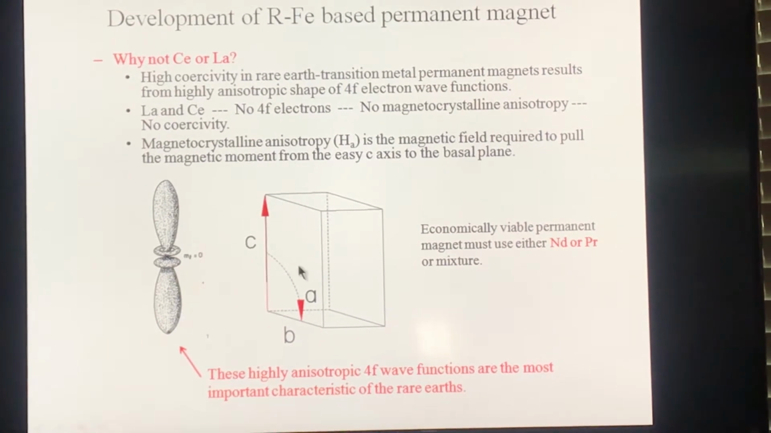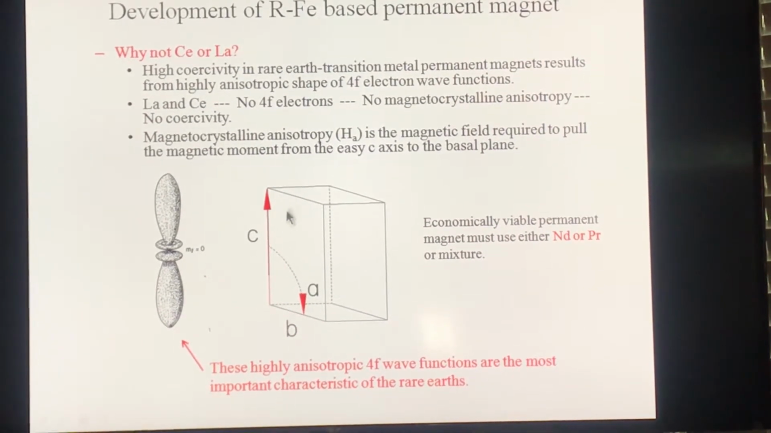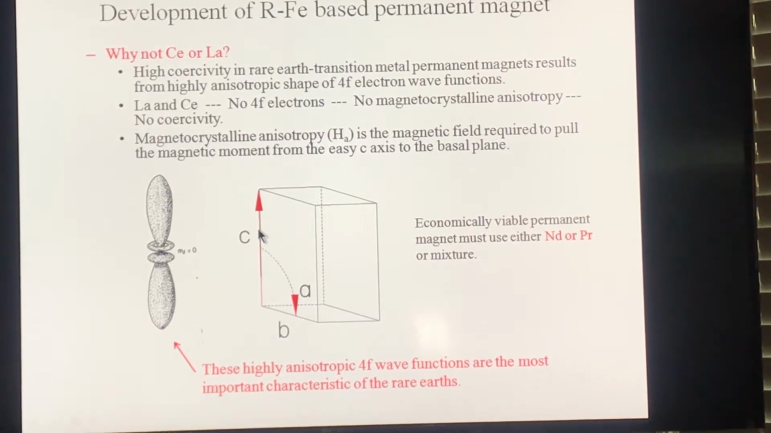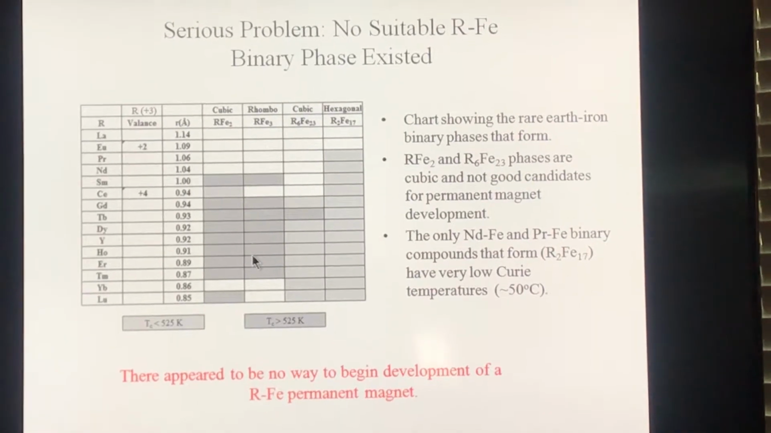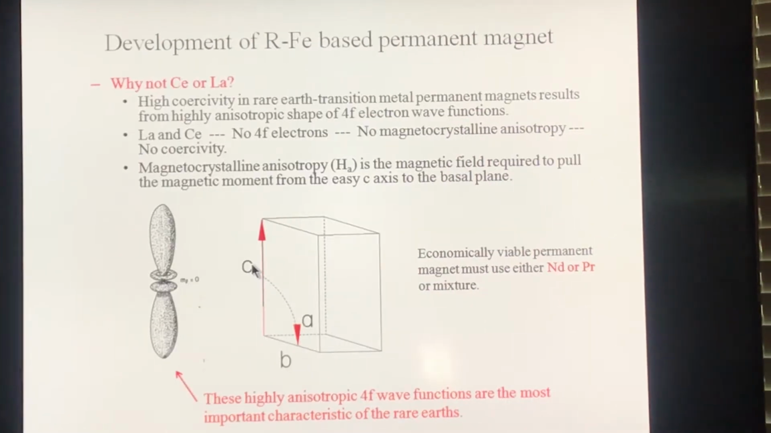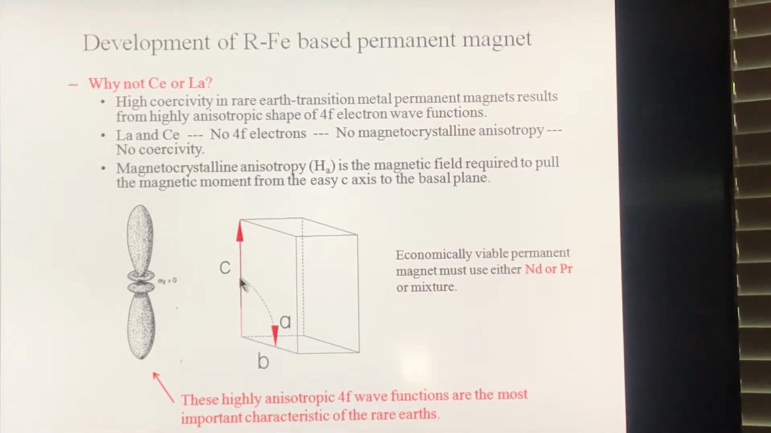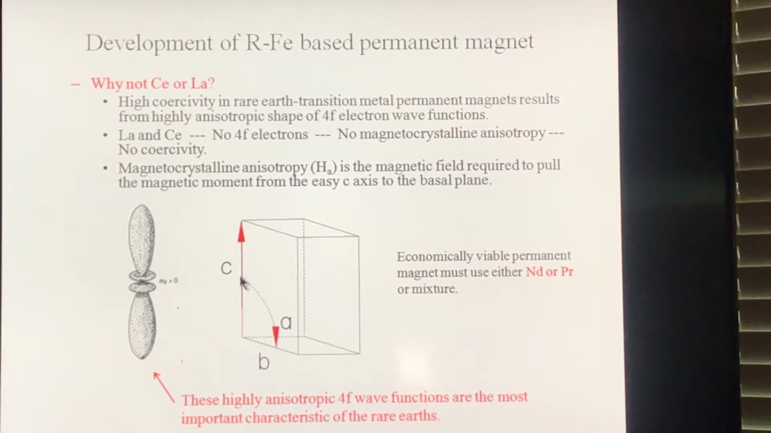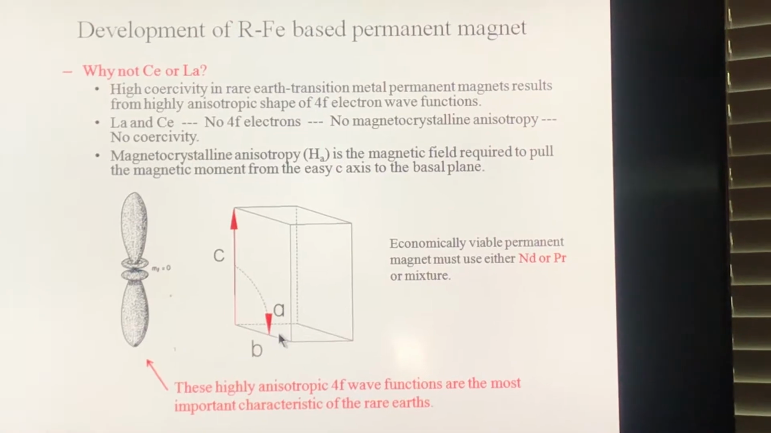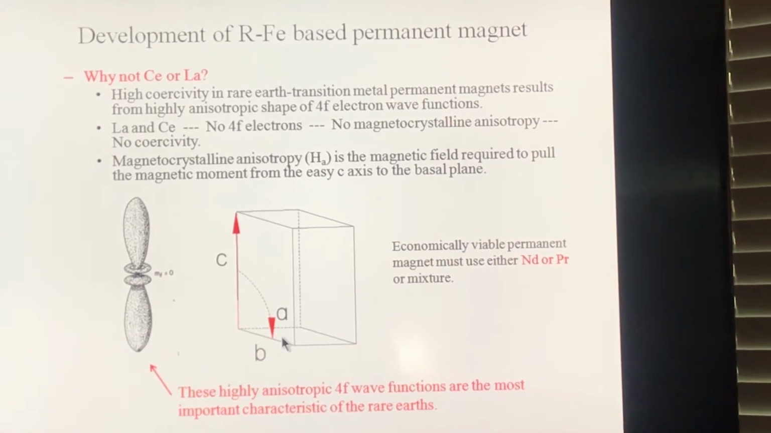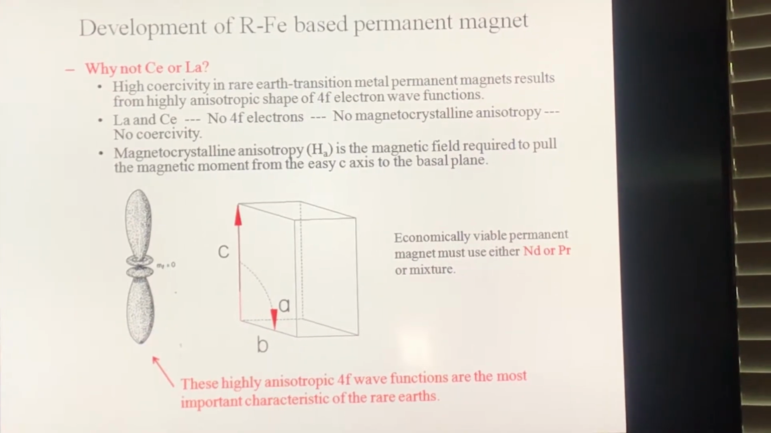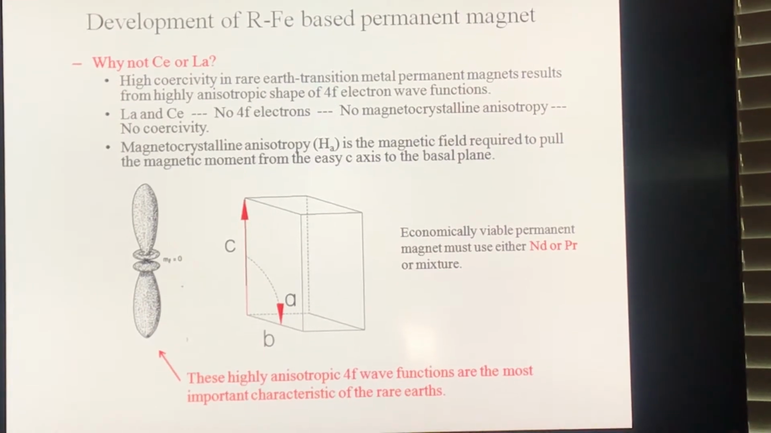Incidentally, the magnetocrystalline anisotropy is basically the magnetic field that it takes to pull this magnetic moment from the c direction down into the basal plane. And this can be as high as 250,000 Gauss, very high in something like samarium cobalt 5.